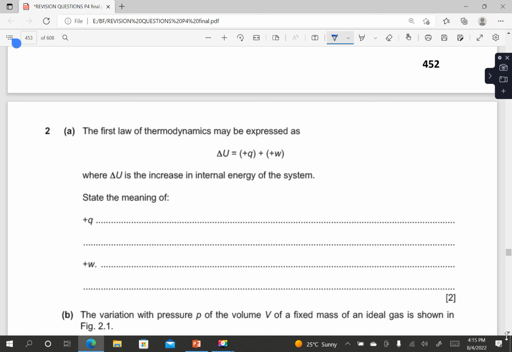The first law of thermodynamics may be expressed as this. Now here the sign conventions have been given. Plus is thermal energy transfer to the system, or heat energy transfer to the system. And this one is work done on the system.